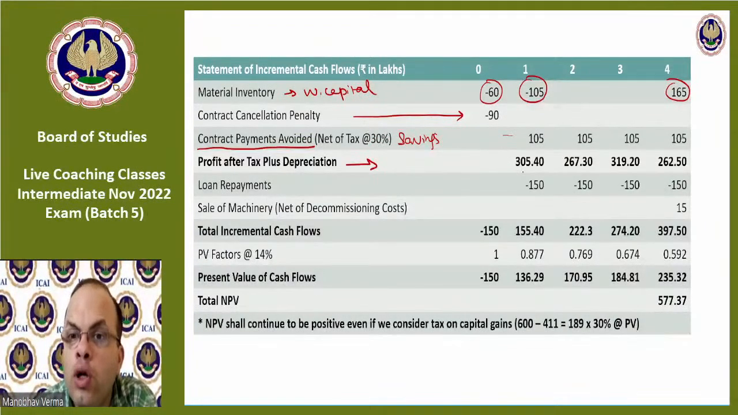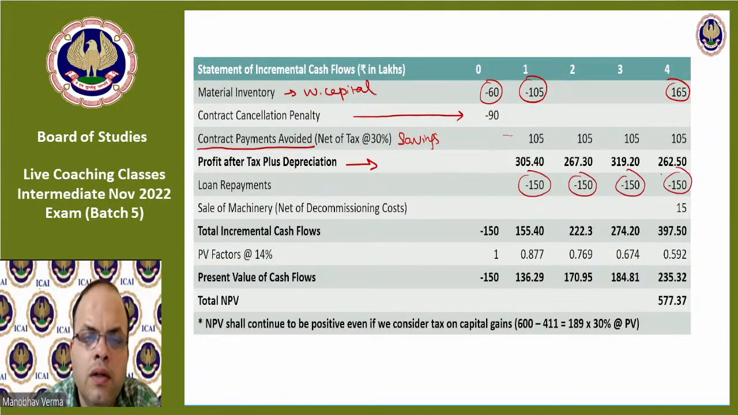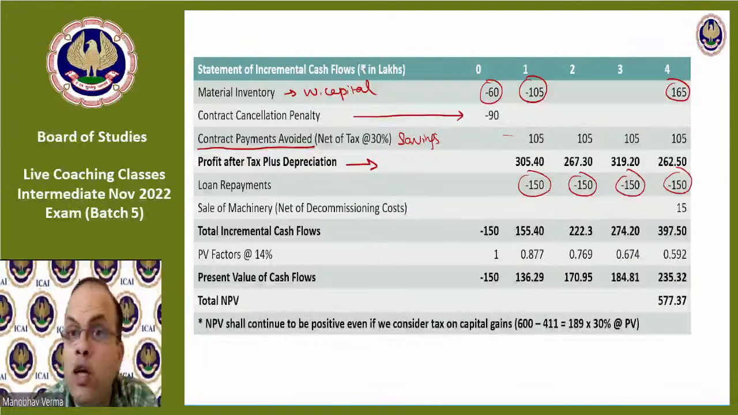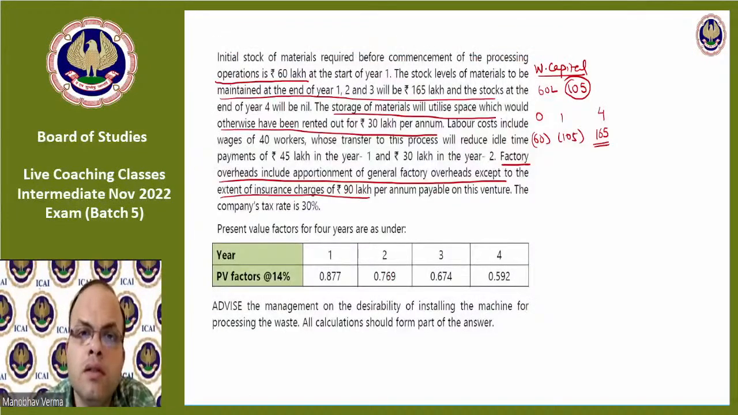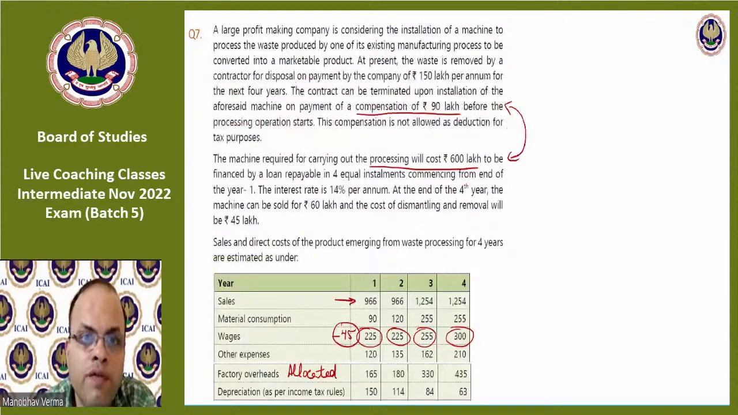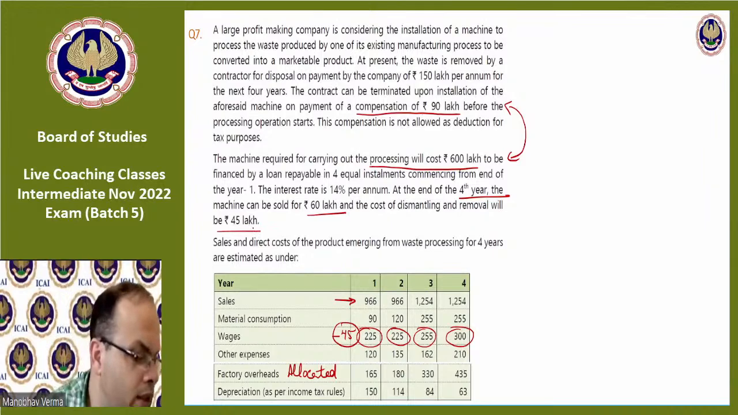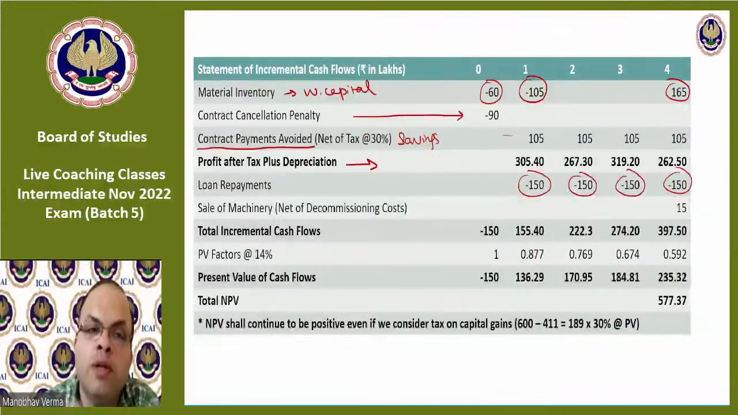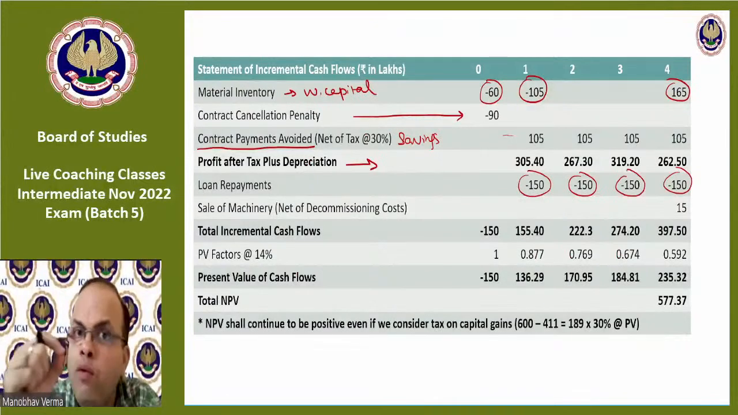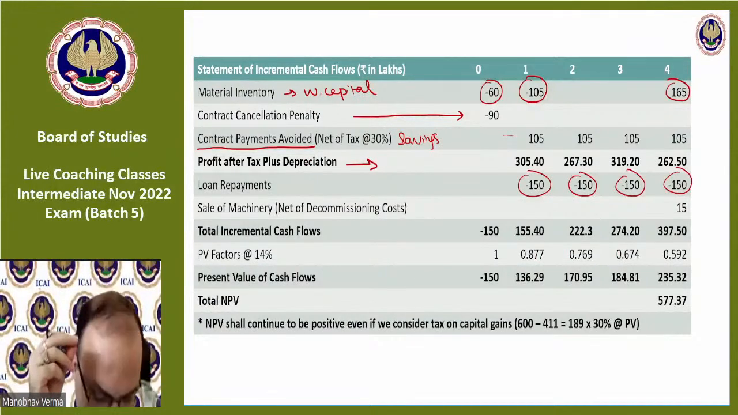Then there are loan repayments, 150 every year. Sale of machinery happening at the end, which is given to us. If we talk about sale of machinery, the machine could be sold at the end of the 4th year for 60 lakhs, but there will be costs associated with the dismantling of 45. So net, there is an inflow of 15 lakhs over there. What I want you to consider is the row.